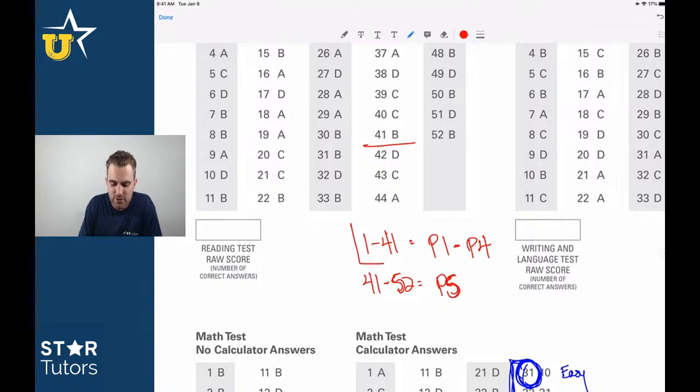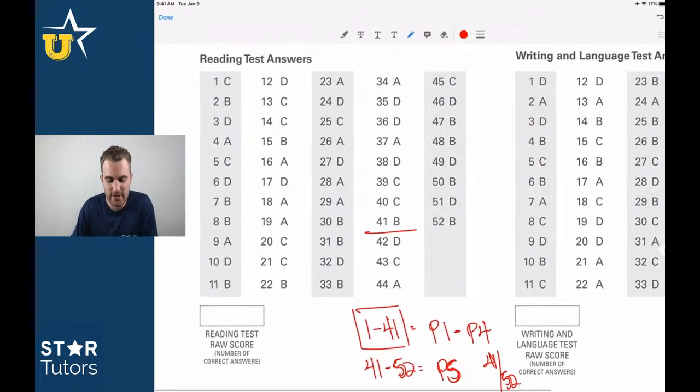Okay, if I got these first 41 questions right, then I'm sitting right now at 41 out of 52. But I haven't guessed, and the reading section is all multiple choice, right? It's not like the math section. So let's go back and try to pick out a proper reading guessing letter. What do you guys notice?